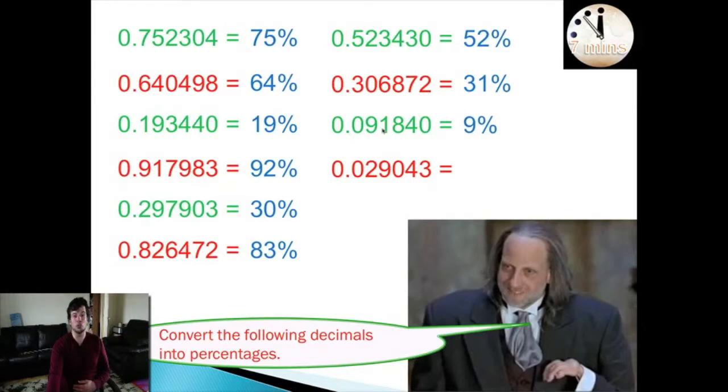0.99%, and of course 0.29, the 9 will make the 2 round up, 0.3 or 3%.